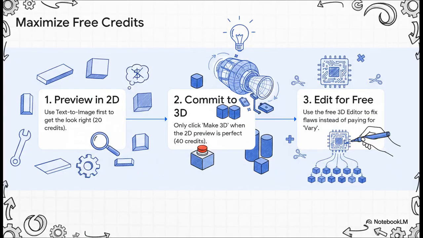Okay, before we finish up, I want to give you a little pro tip to save you a ton of frustration and credits. Most people get those 250 free credits and burn through them in like 5 minutes. Don't do that. Spend your first day just making 2D previews. Tweak your prompt until the image looks perfect. Only then do you hit the expensive Make 3D button. And if there are small flaws, use the free editor to fix them instead of wasting credits on the Vary button. If you do this, you can easily stretch those credits to make 10 models instead of like 2 or 3.